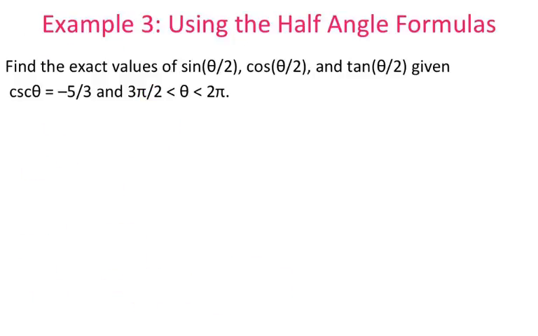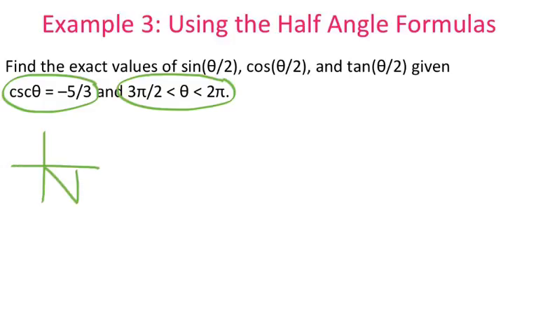Okay. Now I'm going to find exact values of sine of theta over 2, cosine of theta over 2, and tangent of theta over 2 when I give you that cosecant is negative 5/3, and my angle is between 3 pi over 2 and 2 pi. So I'm going to use this information to draw a triangle. That puts me in the fourth quadrant.